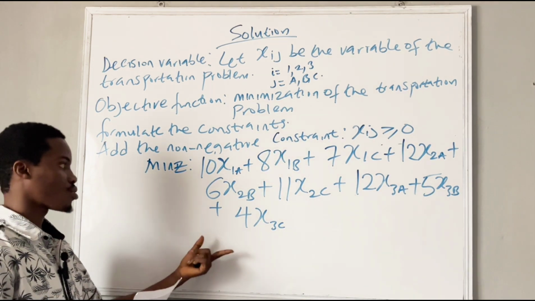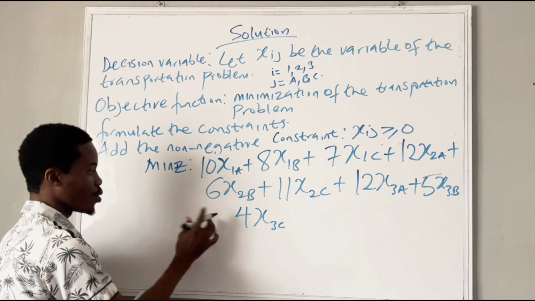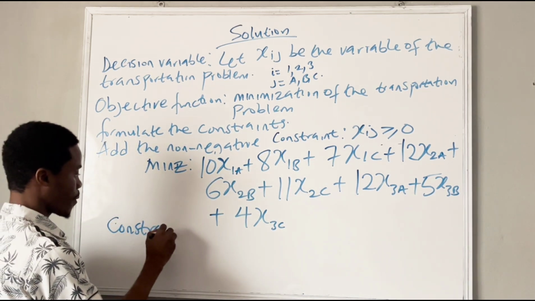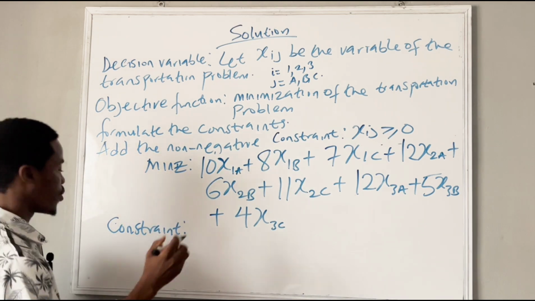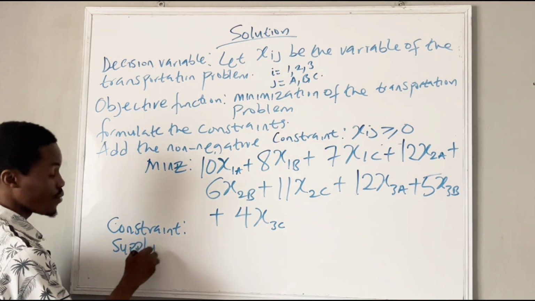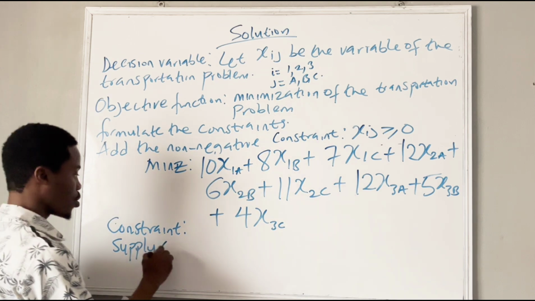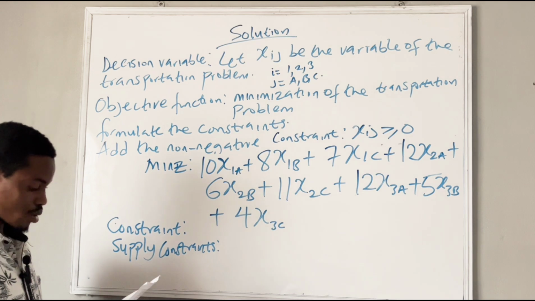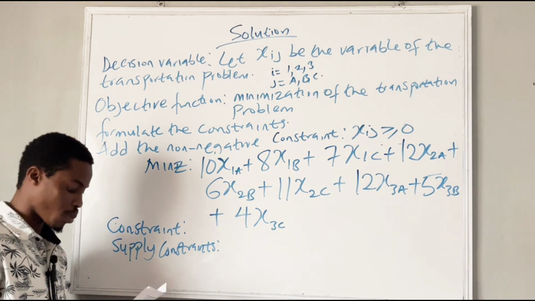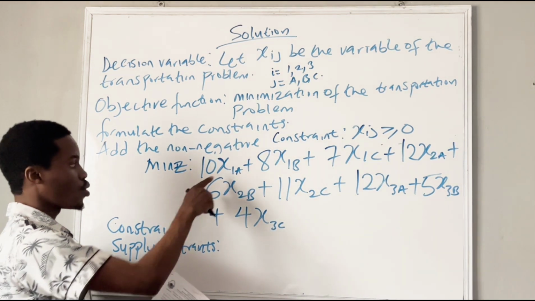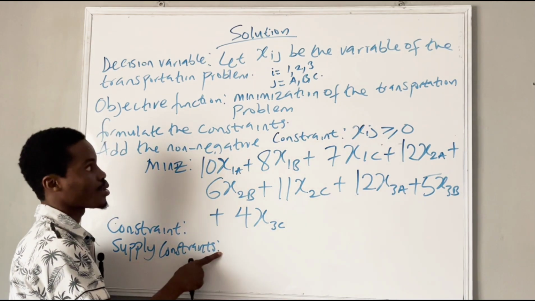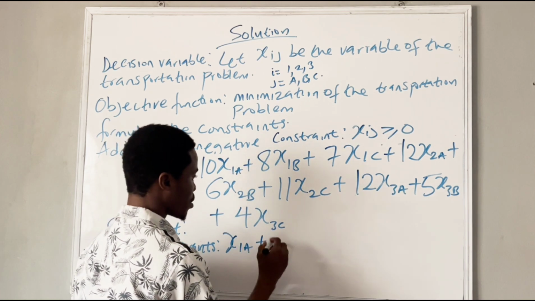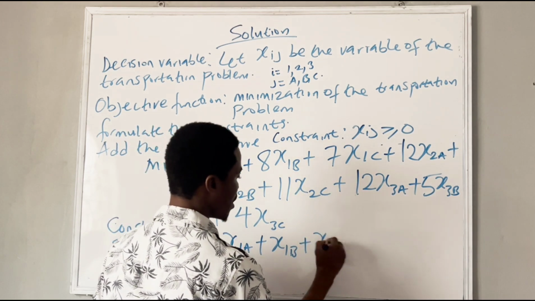Since we have minimized the cost of the transportation problem, our next step is to formulate the constraints. We have to do the supply constraints, because we have been given supply and demand. We have the table for the supply. Ilorin is 285. We represent our supply constraint with our decision variables: x1a plus x1b plus x1c.